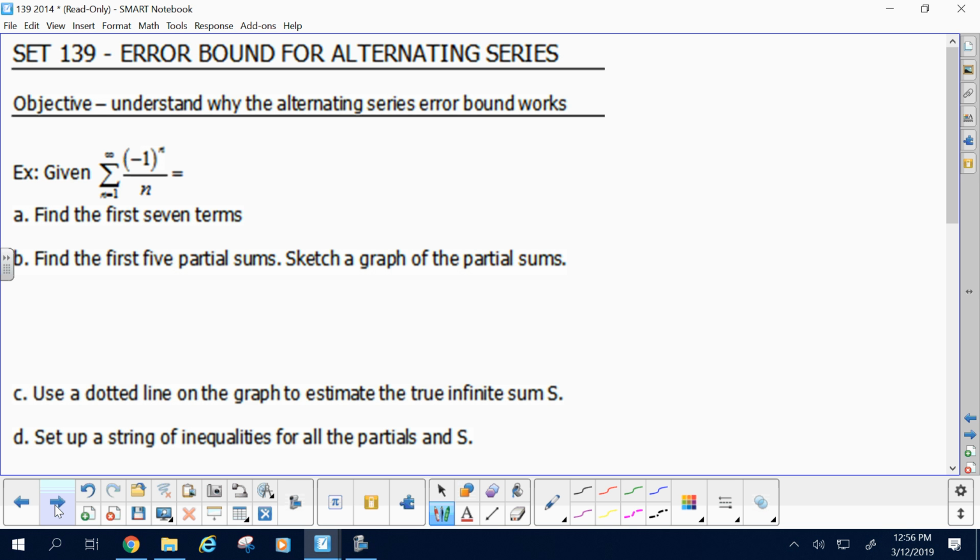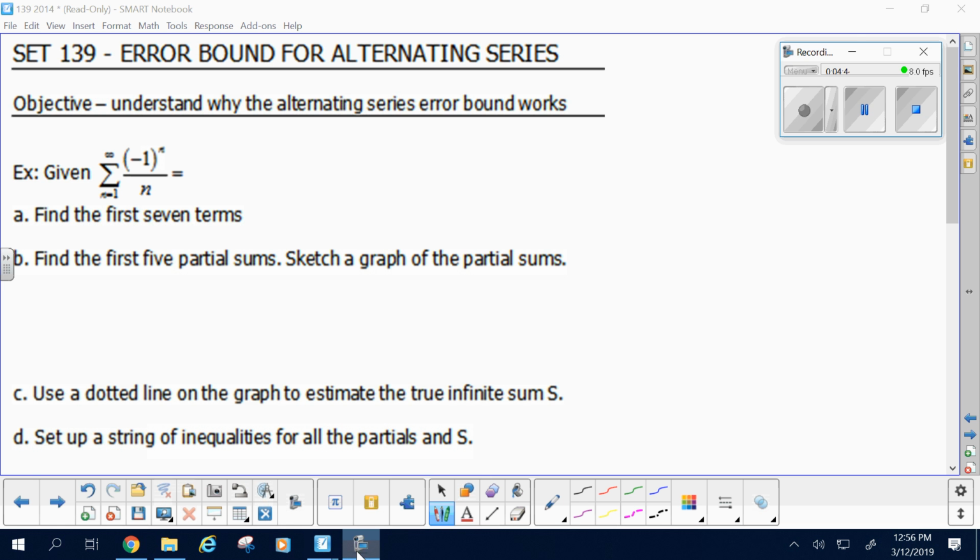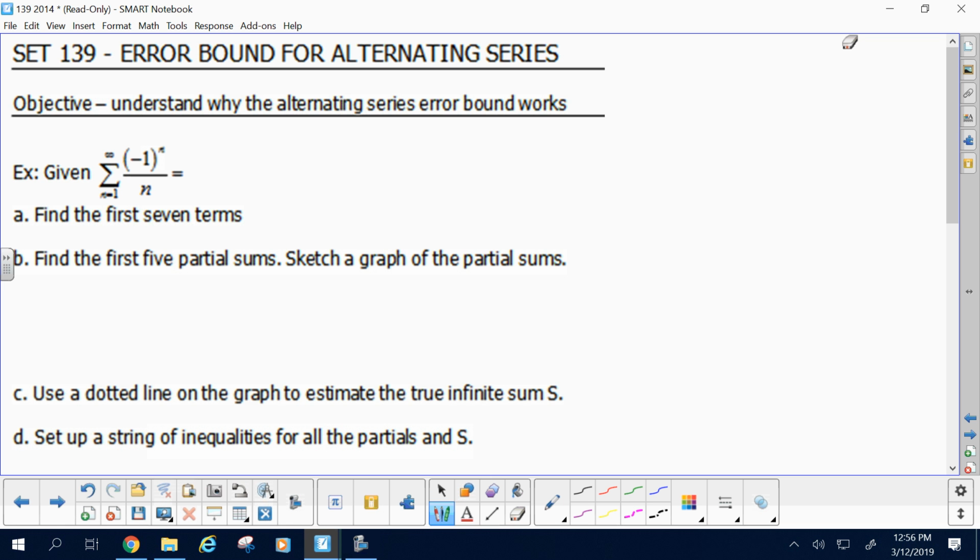Each of these involves an actual infinite sum, and it would be great if I could actually add them and get an infinite sum. Do I have a cord here? Yep. But the only thing I can usually find a sum for is geometric and telescoping, and the rest I just estimate with a partial sum. Anytime I estimate, I would like to know, is my estimate any good or not?